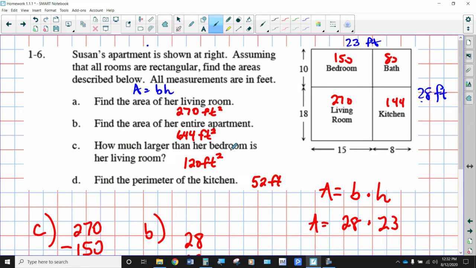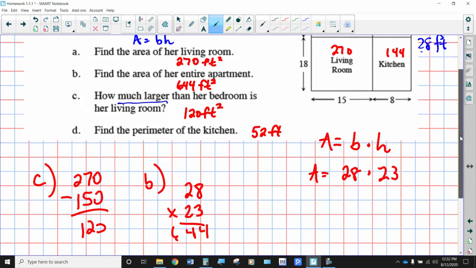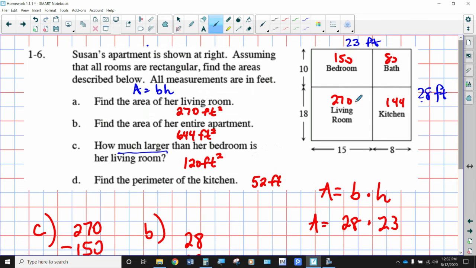How much larger than her bedroom is her living room? Well, how much larger is a subtraction question, correct? So 270 minus 150 would be 120 feet bigger, 120 feet squared bigger.